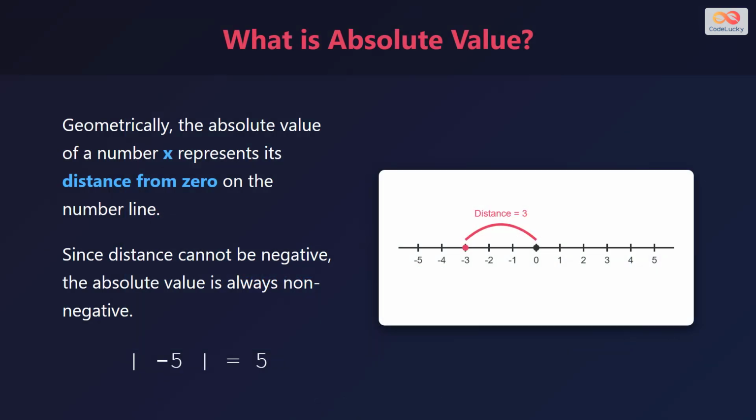Let's start with the geometric intuition. The absolute value of a number, represented by these vertical bars, simply measures its distance from 0 on the number line. For example, the number -3 is 3 units away from 0. Because distance represents a physical length, it can never be negative. This is why the absolute value always outputs a non-negative result.